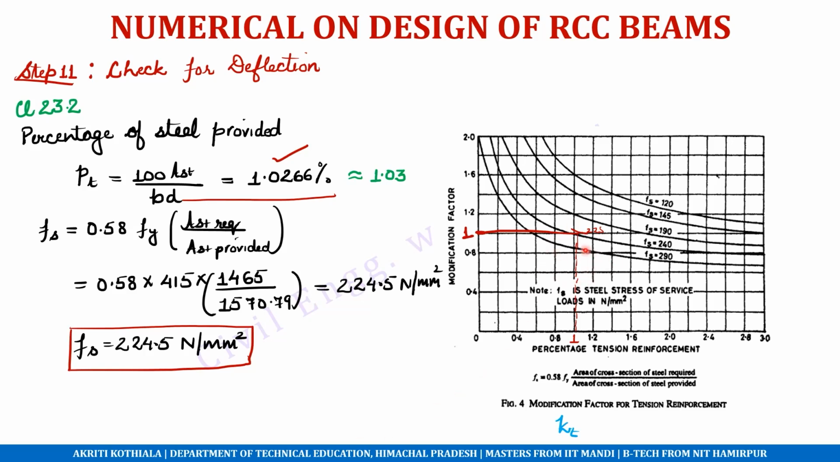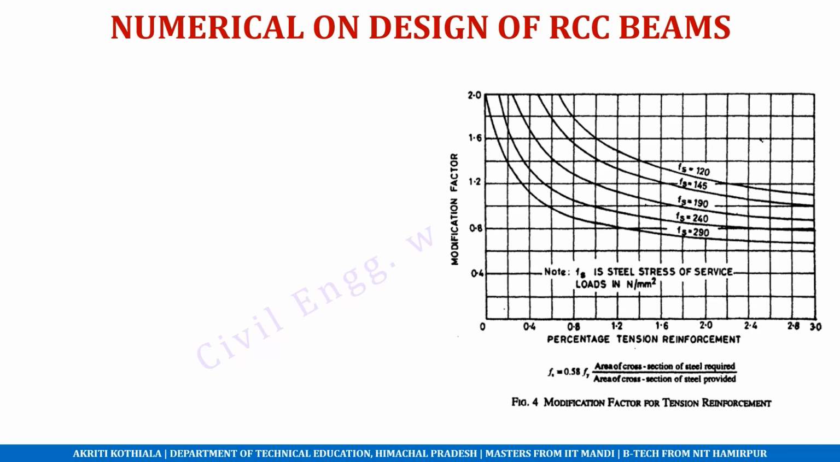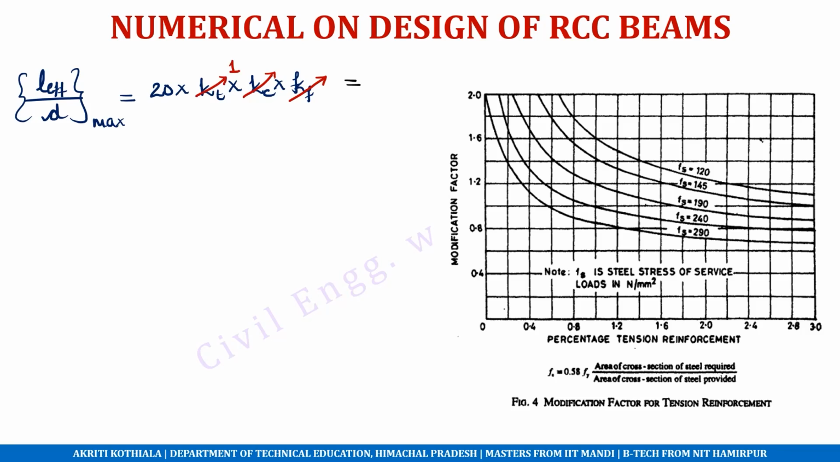Because this is the only figure from which we can calculate the modification factor, we have to carry out some extent of approximation, because this is a very relative value. The point is very relative. So keeping it easy, we assume that from this figure we have obtained KT equal to 1. So now we can simply write that KT is also equal to 1. So L effective by d, the maximum value will be equal to 20.